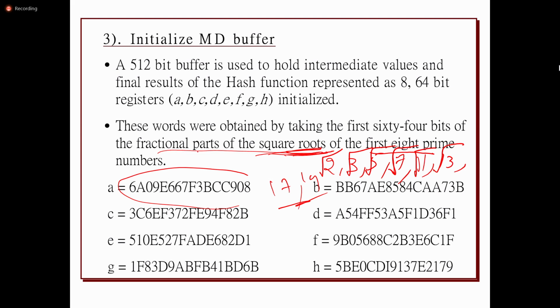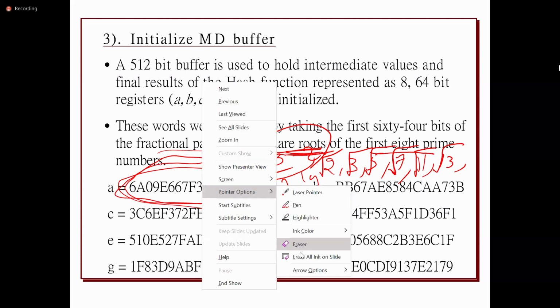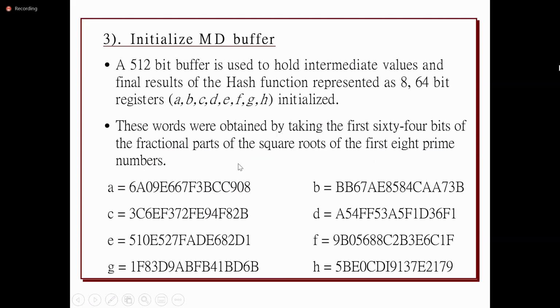I think 1.732 something, right? So that 0.732 will be represented in the binary format. That binary representation, the result, will be stored in hexadecimal format in this register. Okay, the square root of 2, that fractional 0.732 value, is going to be represented over here. Like this, for the first 8 prime numbers, the fractional parts of the square roots will be stored in the initial value.